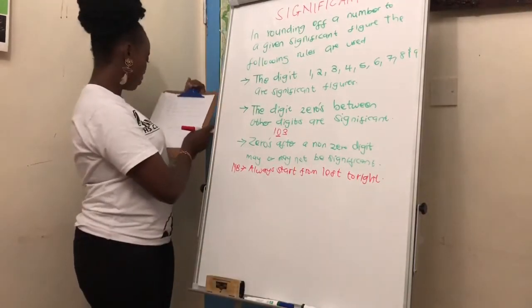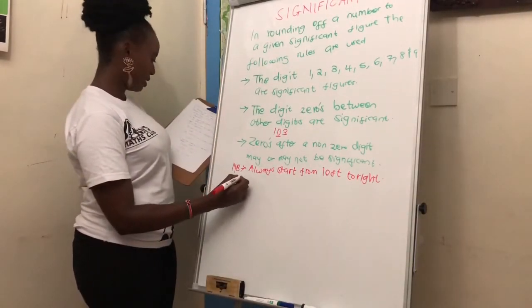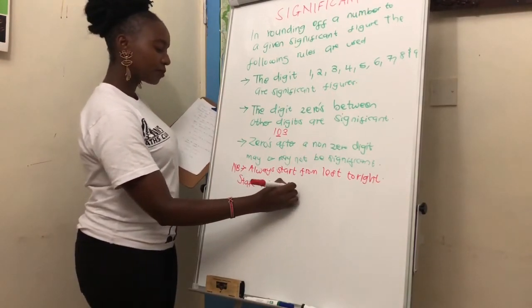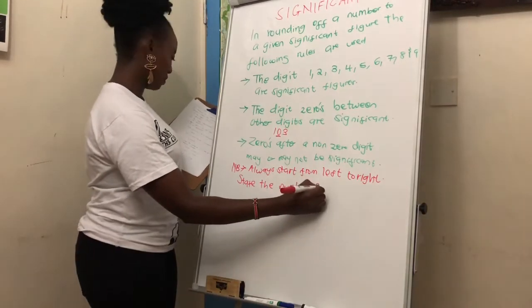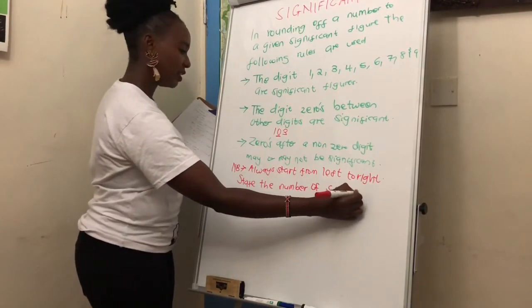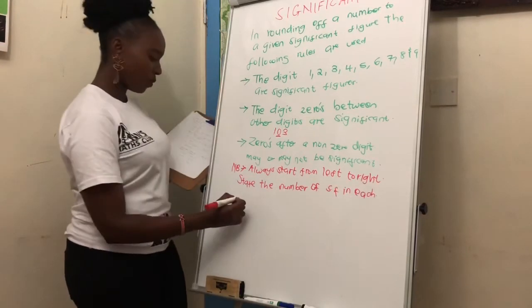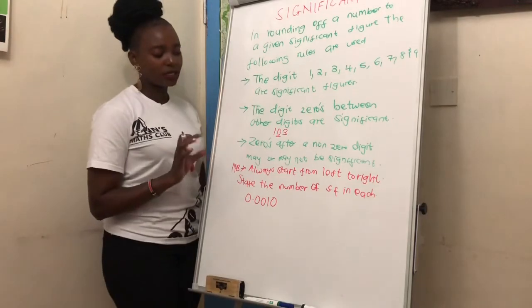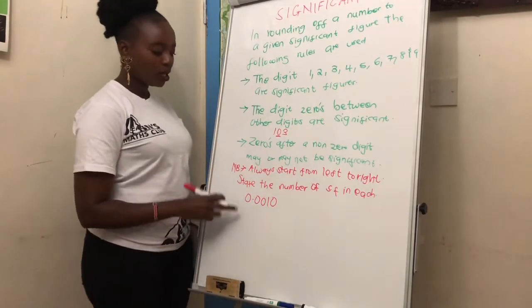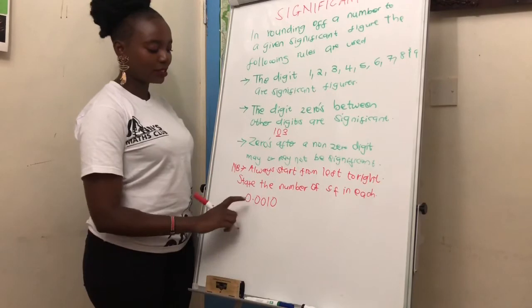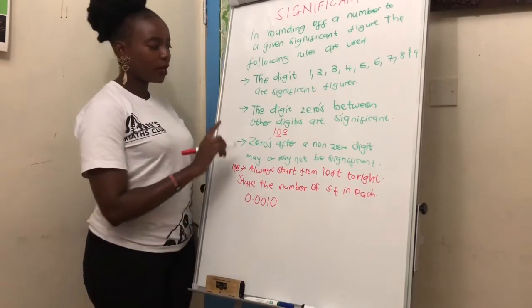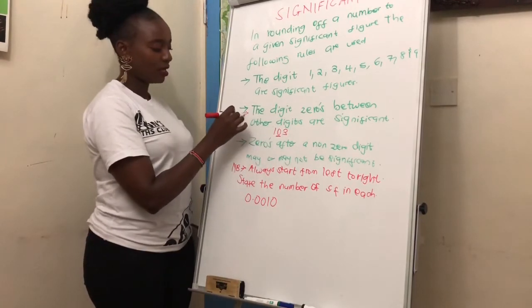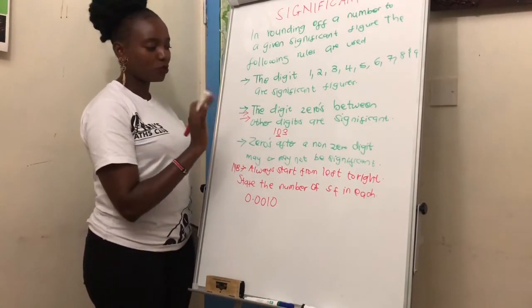You've been told to state the number of significant figures in each. So 1, you've been given 0.0010. So here, remember, we don't count these zeros. We only said you count a 0 if it's between 2 other digits. So you only count a 0 if it's between 2 other digits.